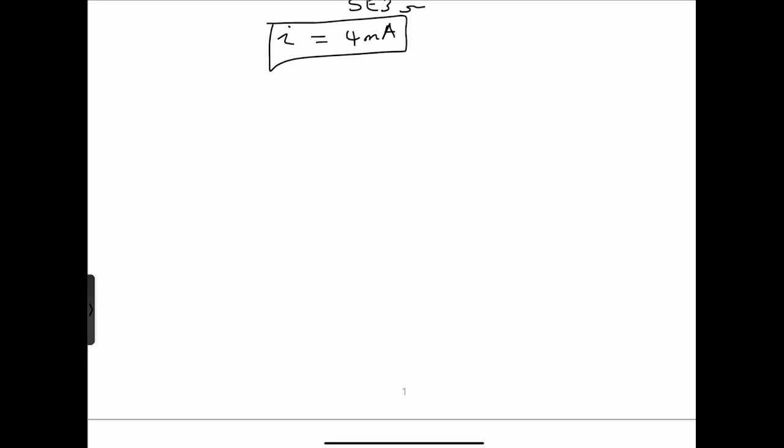So the resistance R can range from 0 to infinity. So R can go from 0 to infinity. And an element with resistance R equal to 0 is called a short circuit.